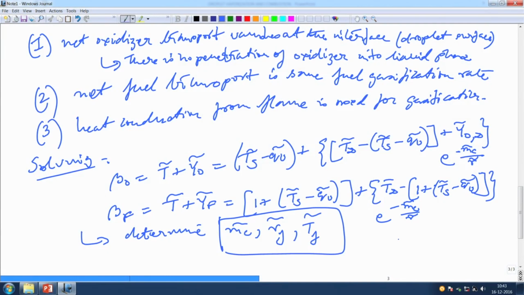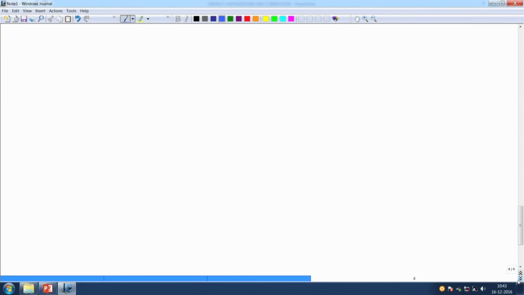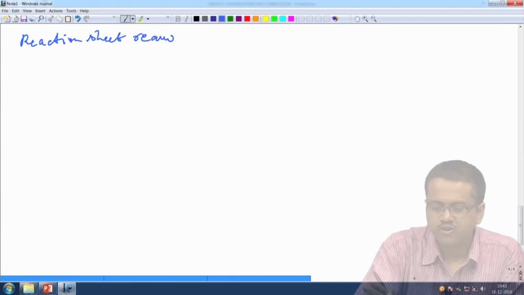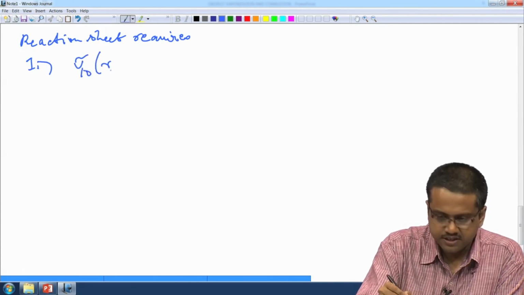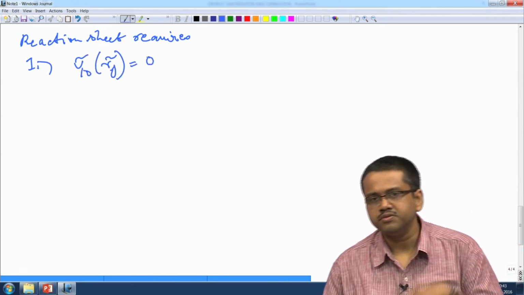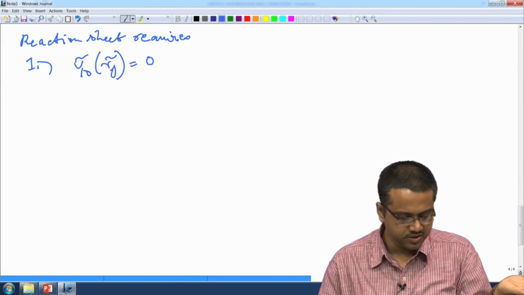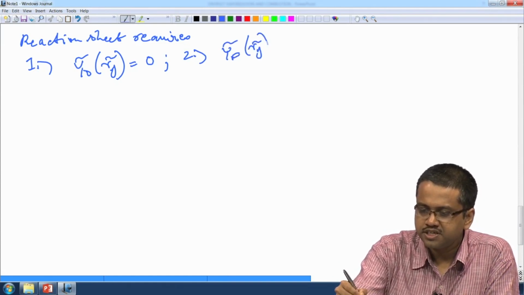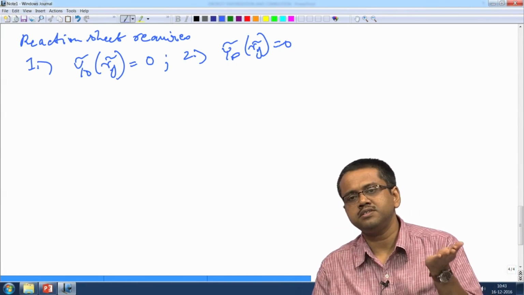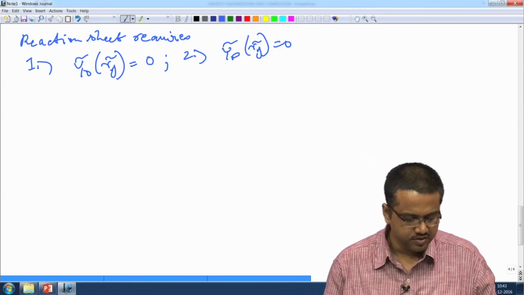Now we can write down the reaction sheet requirements. This was all written from a droplet surface perspective, right. Now let us write the expressions for the reaction sheet requirements. So, the reaction sheet requires, number 1, y naught at the reaction sheet is equal to 0, because at the sheet the oxidizer concentration should be equal to 0. 2, y f at the reaction sheet is also equal to 0. That makes sense because the reaction sheet, as we said, is a perfect sink for both the terms, right.